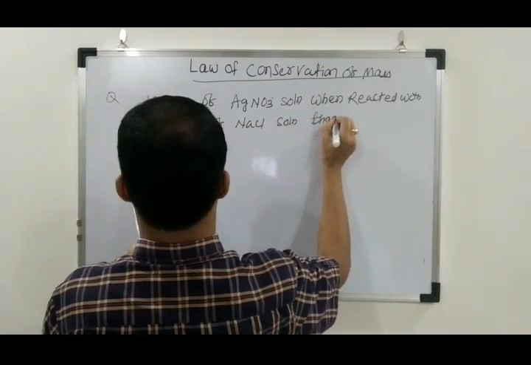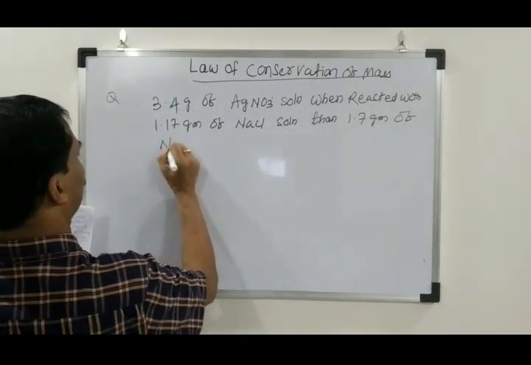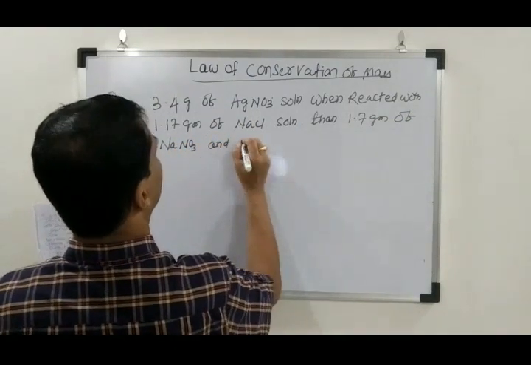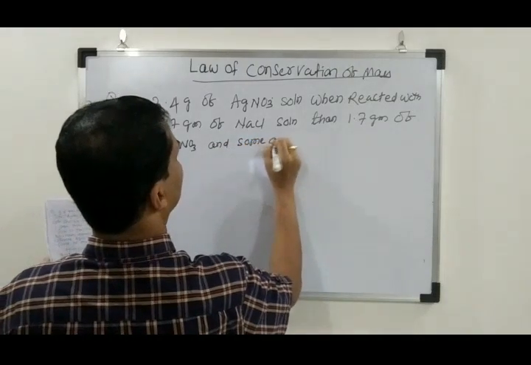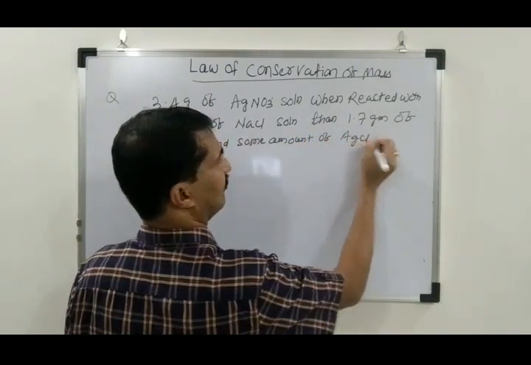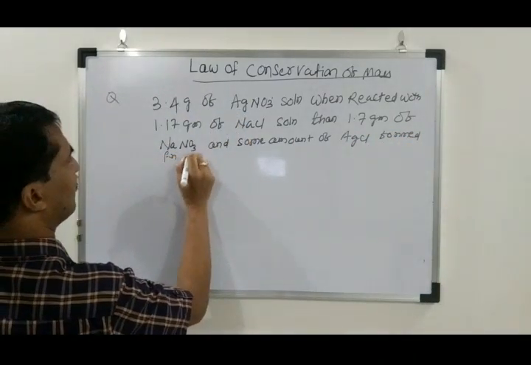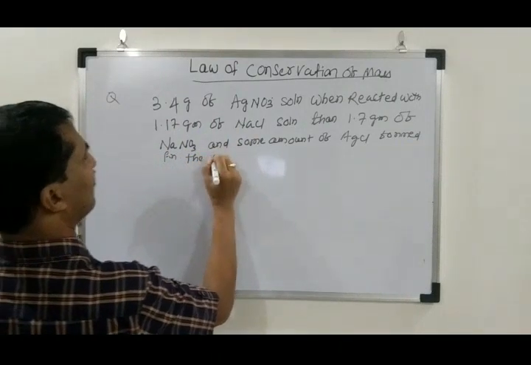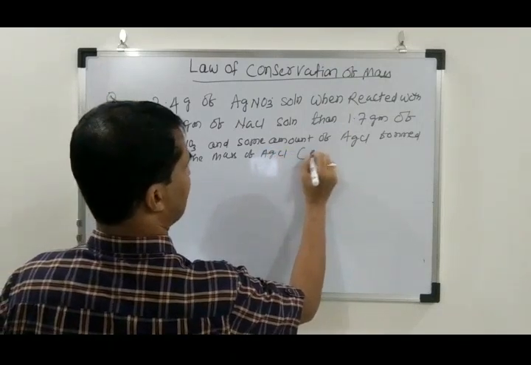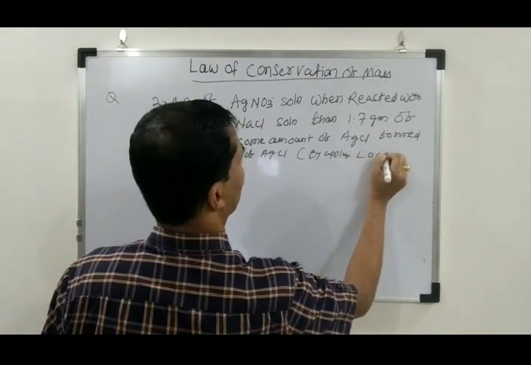then 1.7 gram of sodium nitrate and some amount of silver chloride, AgCl, formed. Find the mass of AgCl by applying the law of conservation of mass. Okay.